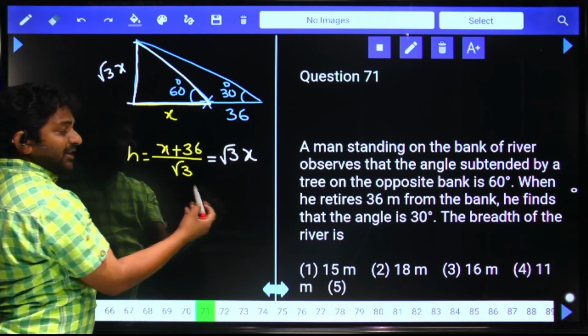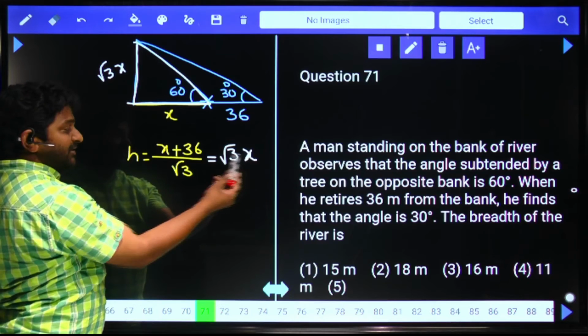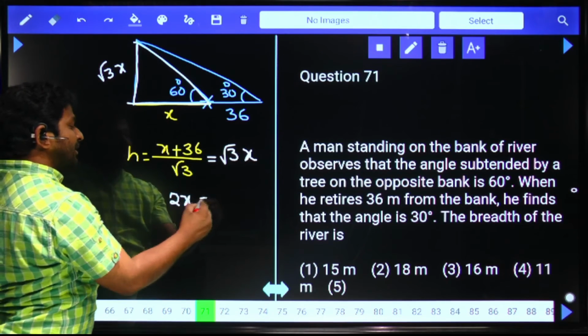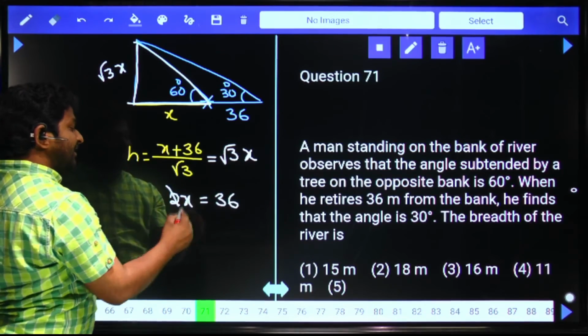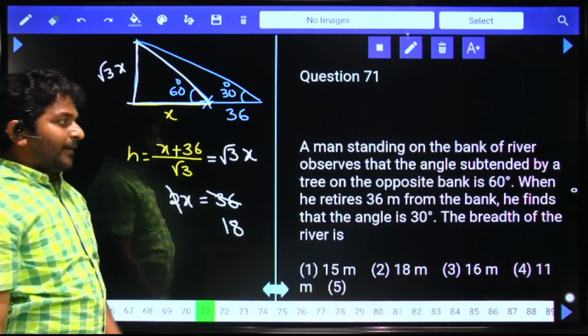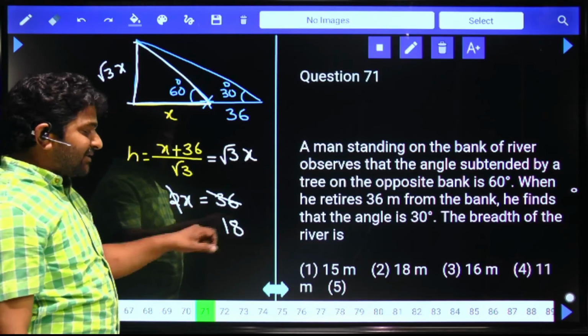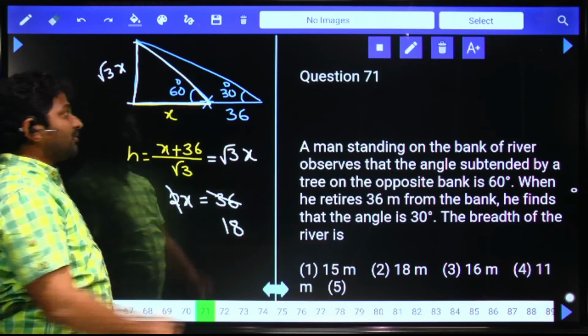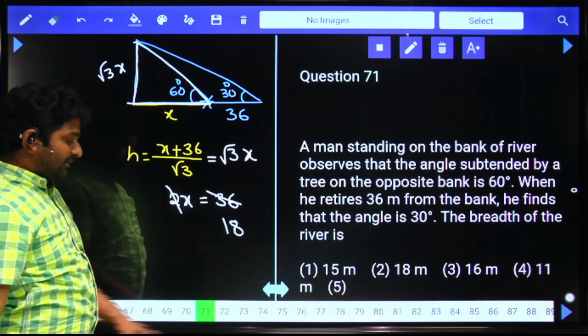When root 3 goes to the other side, it becomes 3 into x. Already we have x. x goes to the other side. That is, 2x is equal to 36. Then x is equal to 18. Then the breadth of the river is equal to x, which is equal to 18. Second option is the answer. In both triangles, we have the same height. That's what we are taking.